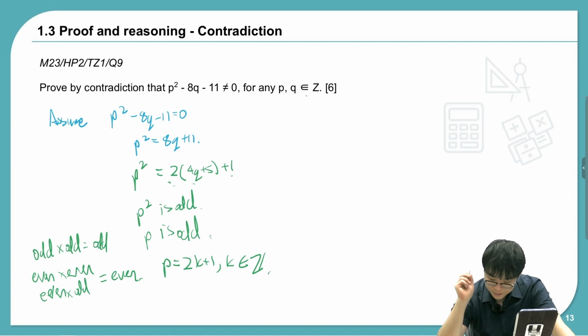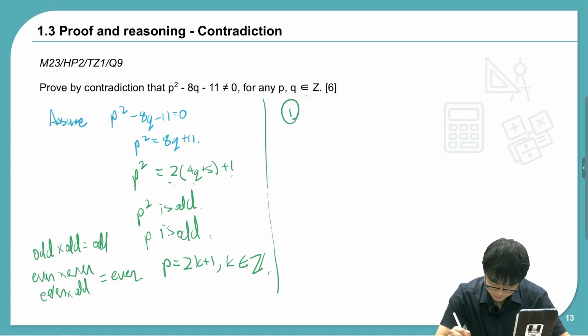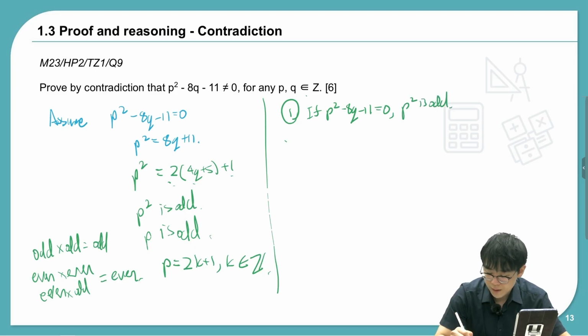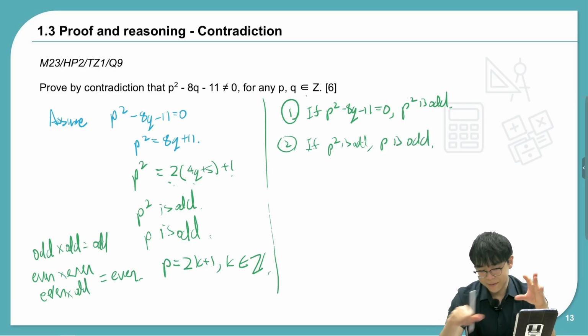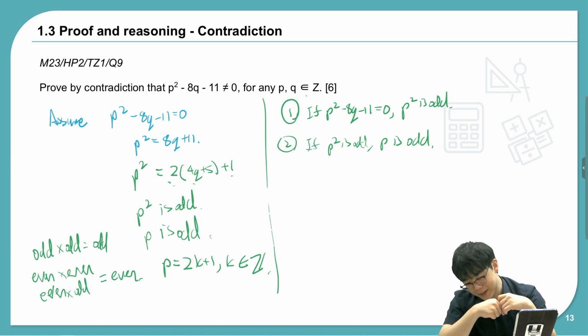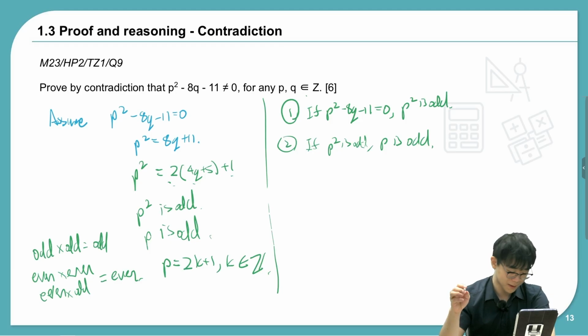Okay, so just to retrace our steps. 1, if P squared minus 8Q minus 11 is indeed 0, then P squared is odd, right? 2, if P squared is odd, then P is odd, right? As well. So the statements we have are that if P squared minus 8Q minus 11 is 0, then P squared must be odd. Therefore, P is odd, but we're going to see this statement kind of break down.